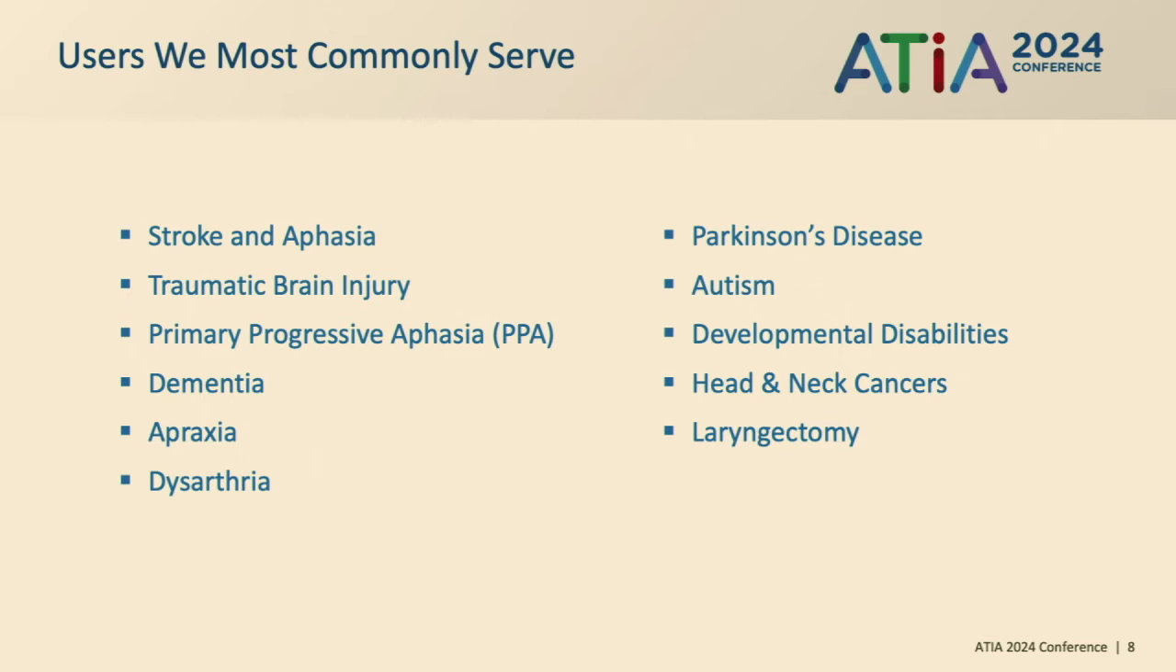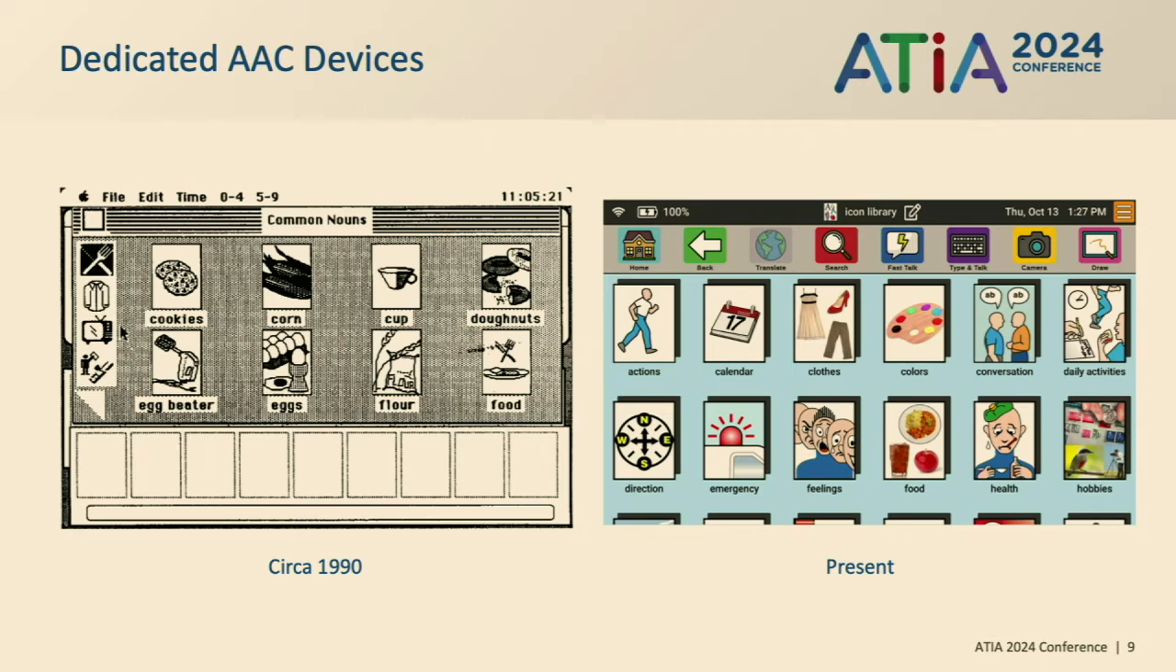And then users we most commonly serve. Again, we have our roots in stroke and aphasia, but we also help users with traumatic brain injury, primary progressive aphasia, dementia, apraxia, dysarthria, Parkinson's, autism, developmental disabilities, head and neck cancers, and laryngectomies. So just something to be aware of.